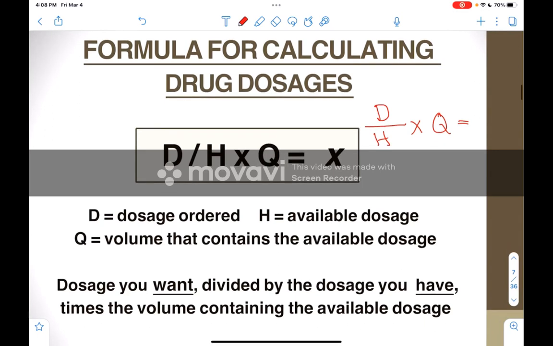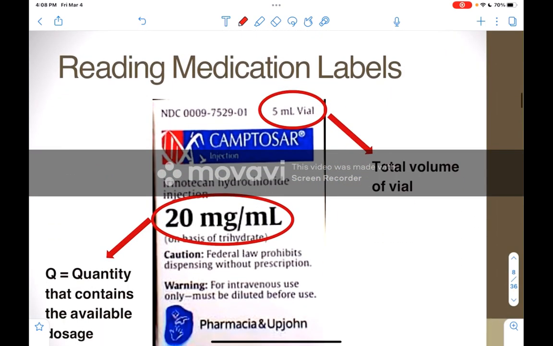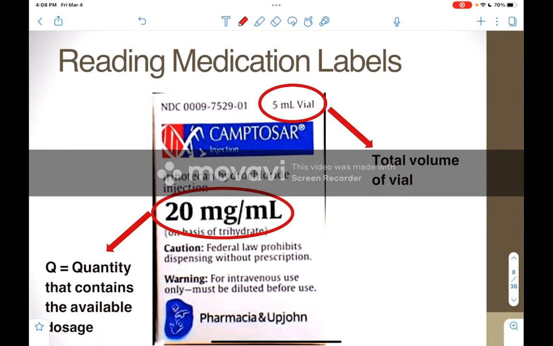Okay, so D is whatever the provider ordered. So that's what you want. And then H is whatever you actually have on hand. So what's available to you. And then Q is the volume that measurement is mixed into. Okay, so we'll practice this. So first of all, we need to be able to read the medication labels.